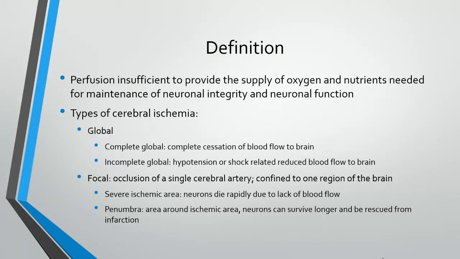that has not enough blood flow. The cells are going to die, but if we can provide more blood flow soon, we can prevent the ischemia to this area and prevent the death of the neurons in this area.